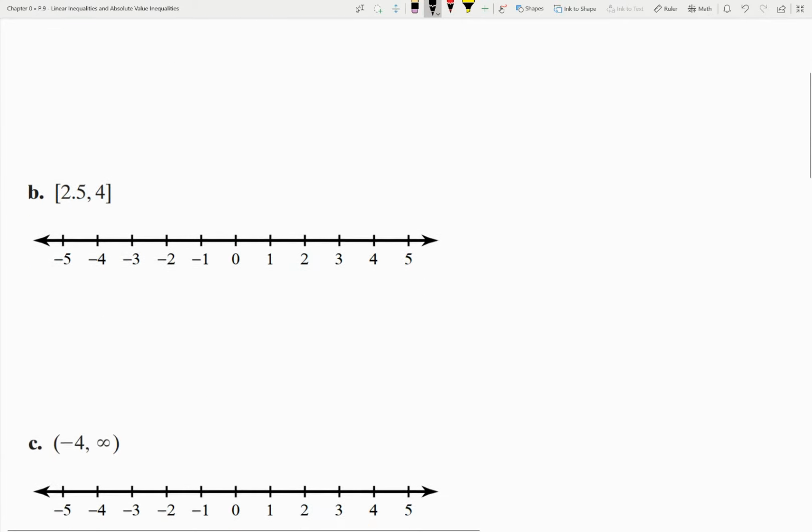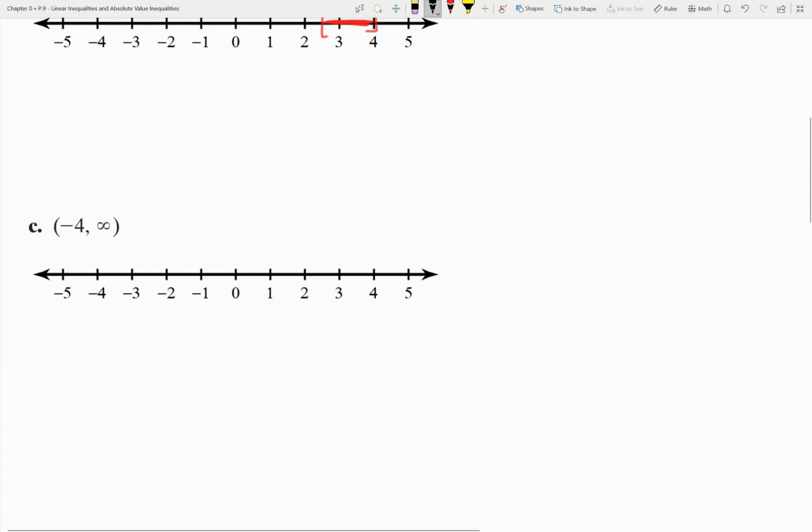For B, my set builder notation is x such that 2.5 is less than or equal to x, which is less than or equal to 4. And as I go to graph this, we'll use the red again. 2.5 is about right there, so that's 1.5, 2.5, bracket at 2.5, bracket at 4, and I just color in the space between them.